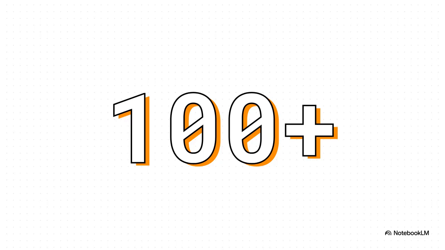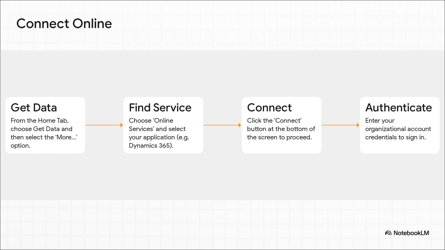We're talking Salesforce, Adobe Analytics, Oracle, and not to mention Microsoft's own stuff like Dynamics 365. The whole point is, your data doesn't live in a bubble, and your analytics tools shouldn't either. And guess what? The process is going to look really familiar. You just go to Get Data, find Online Services, pick your application, click Connect, and sign in with your account. See? The beauty of it is the consistency. Power BI makes connecting to a super complex enterprise app feel just as simple as connecting to a file.